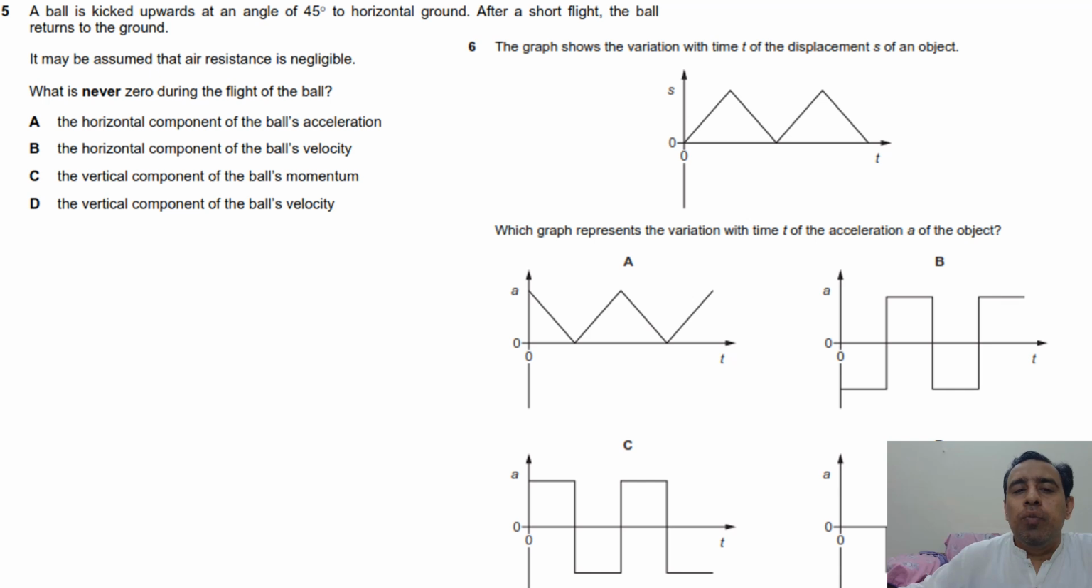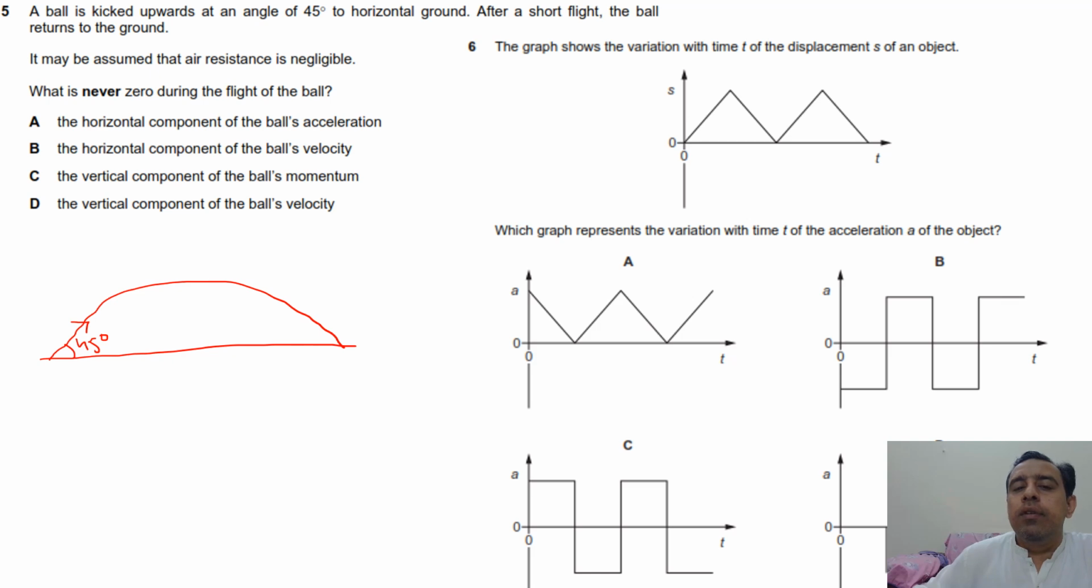for this question number 5, a ball is kicked upward at an angle of 45 to the horizontal ground. After a short flight, the ball returns to the ground. Means it's a type of projectile. This is the motion of the projectile. This angle was 45 degrees initially. It may be assumed that air resistance is negligible.